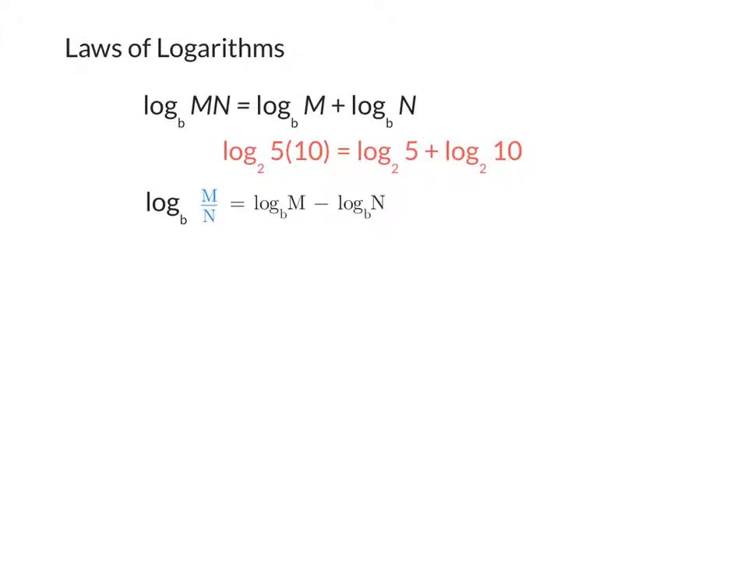The next law is the quotient law, and this simply says that the log to the base b of m over n is equal to the log to the base b of m minus the log to the base b of n. An example using numbers might be log to the base 2 of 10 over 5 is equal to the log to the base 2 of 10 minus the log to the base 2 of 5.